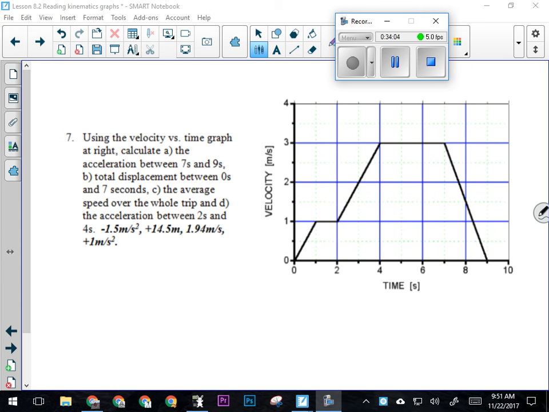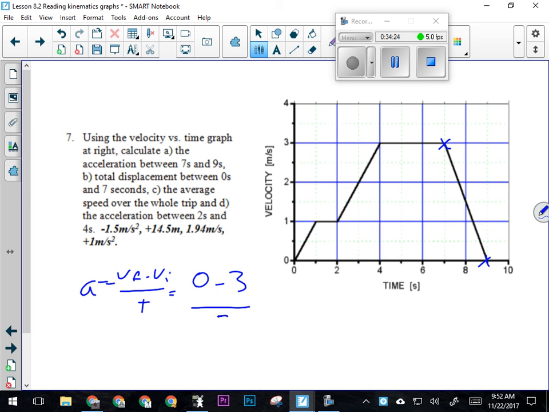All right, so we got a velocity versus time graph. First thing they want is the acceleration between 7 and 9 seconds. So that's for this section here of the graph. Acceleration equals VF minus VI over T. VF is 0, VI is 3, and that takes 2 seconds. So negative 3 over 2 is negative 1.5 meters per second squared. That's how we do part A. It's negative because it's 0 minus 3, so it's negative 3 on the top. Questions on part A?